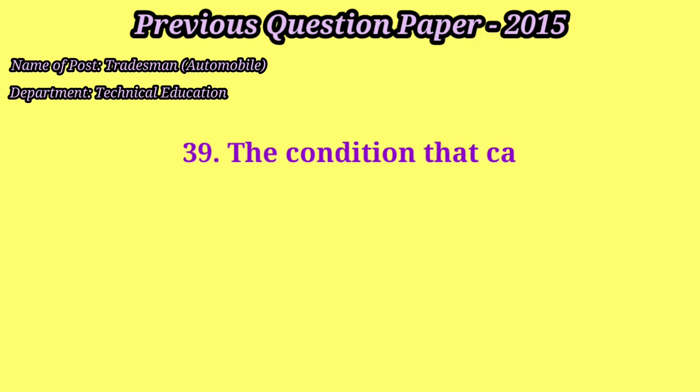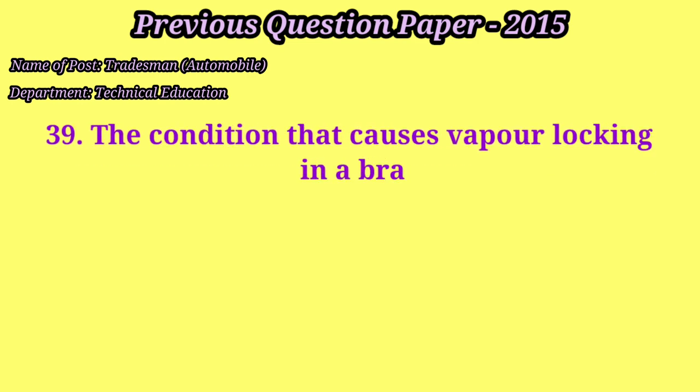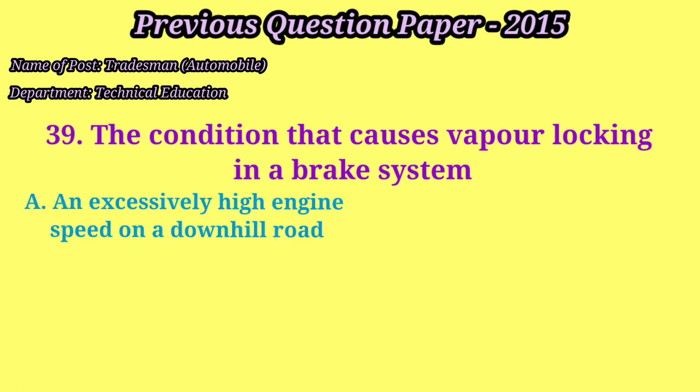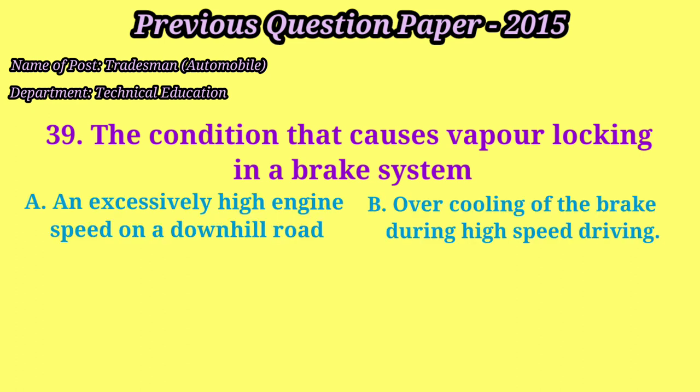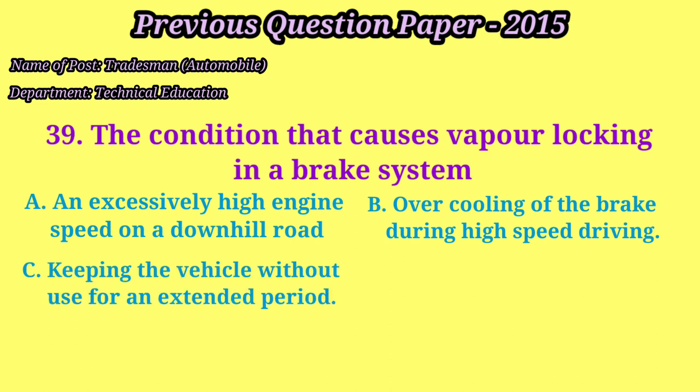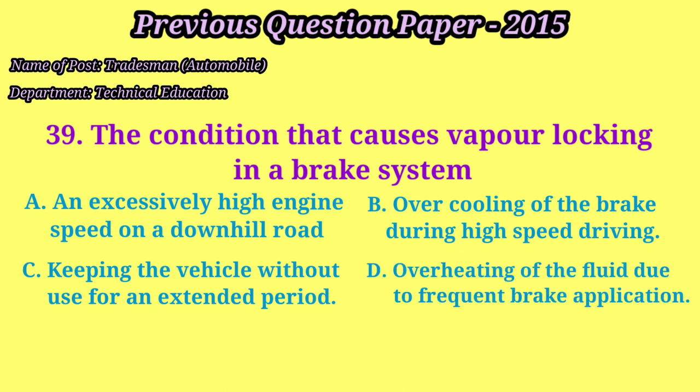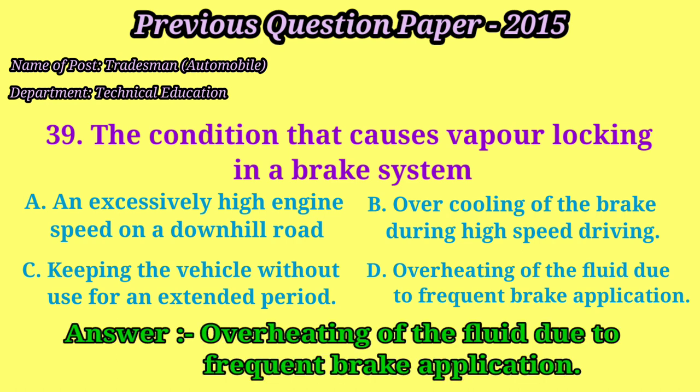39. The condition that causes vapor locking in a brake system: A. An excessively high engine speed on a downhill road. B. Overcooling of the brake during high-speed driving. C. Keeping the vehicle without use for an extended period. D. Overheating of the fluid due to frequent brake application. Answer: Overheating of the fluid due to frequent brake application.